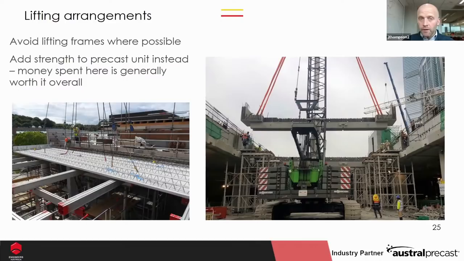Can we add to the reinforcement? Can we make it stronger such that we can pick it up at the external points, just four points of lifting? It was absolutely well worth the effort, not least because this crane was operating with the station below. We were right on the limit.